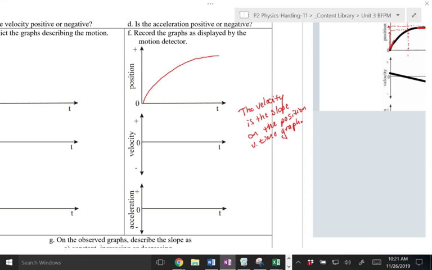I got 10 people not even in on the Pear Deck right now. Come on, man. Get your graph in there. What should the velocity versus time graph look like if this is the position time graph? We now know what the position versus time graph looks like.